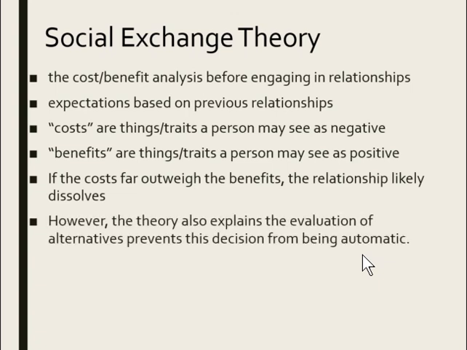However, you also see there's this evaluation of alternatives. It prevents the decision from being automatic. So if you don't have a lot of alternatives to a situation, then you might stay in a relationship that is not good for you, or maybe you feel you can't do any better. This is what you hear sometimes from people when they say, well, you'll never have anybody as good as me. So social exchange theory can be a really great tool to analyze relationships and human behavior, why we make the decisions to be with the people that we are with. Also, why do we invest in our children? These are relationships as well.